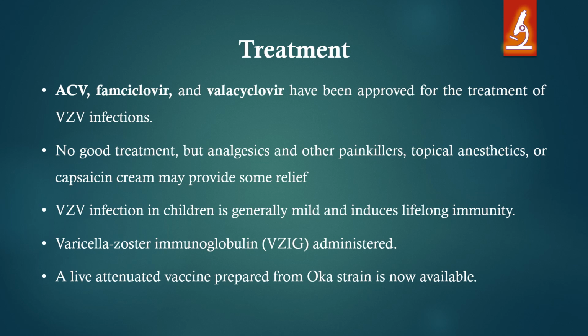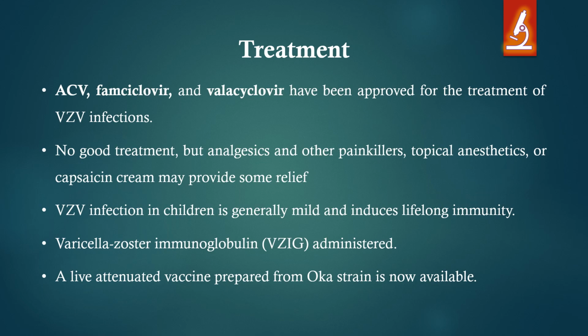As with other respiratory viruses, it is difficult to limit the transmission of varicella infection because varicella infection in children is generally mild and induces lifelong immunity. Immunosuppressed patients susceptible to severe disease may be protected from serious disease through the administration of varicella zoster immunoglobulin, that is VZIG. It is prepared through the pooling of plasma from seropositive people.